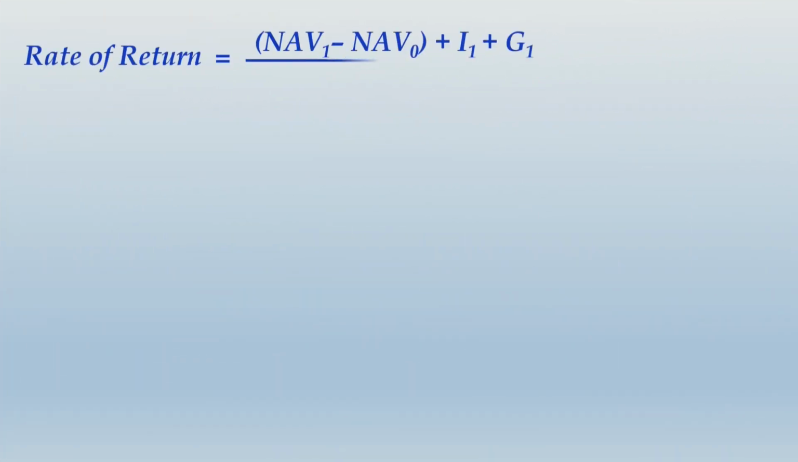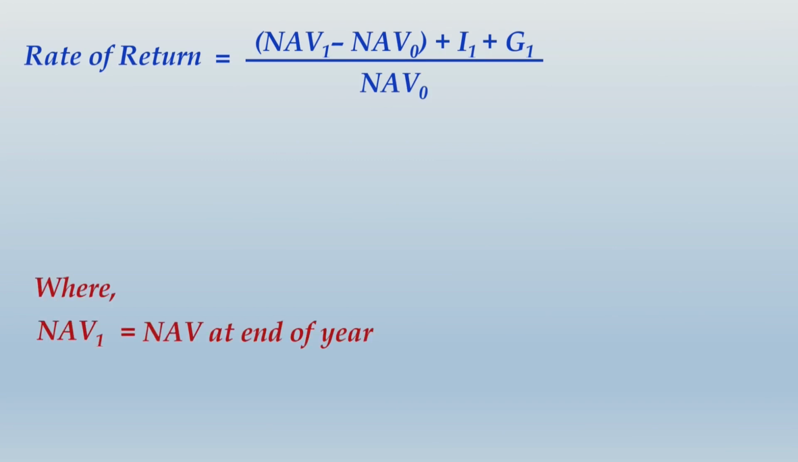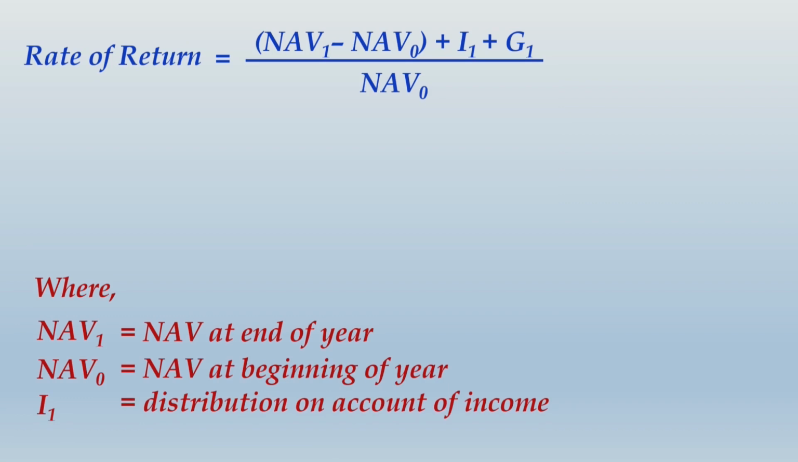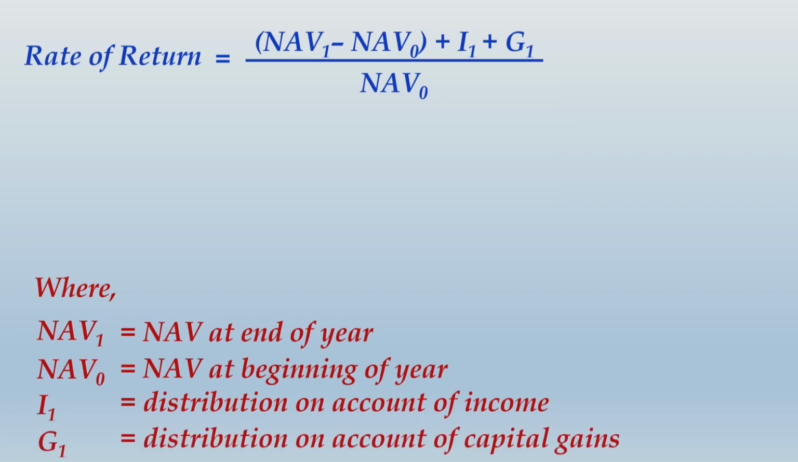Now in the solution, you would first write the formula and you define the variables. So we know one thing, NAV1 is the NAV at end of the year, NAV0 is NAV at the beginning of the year. You can see one thing in the question, the holding period is exactly 1 year. I1 is distribution on account of income and G1 is distribution on account of capital gains. So what we do now is, we have some missing information over here.